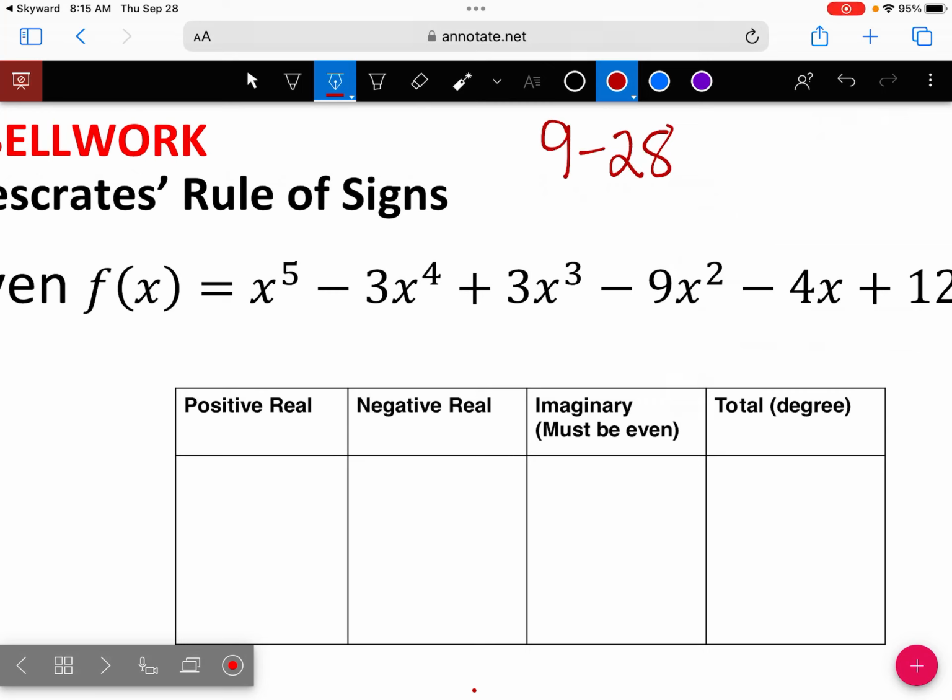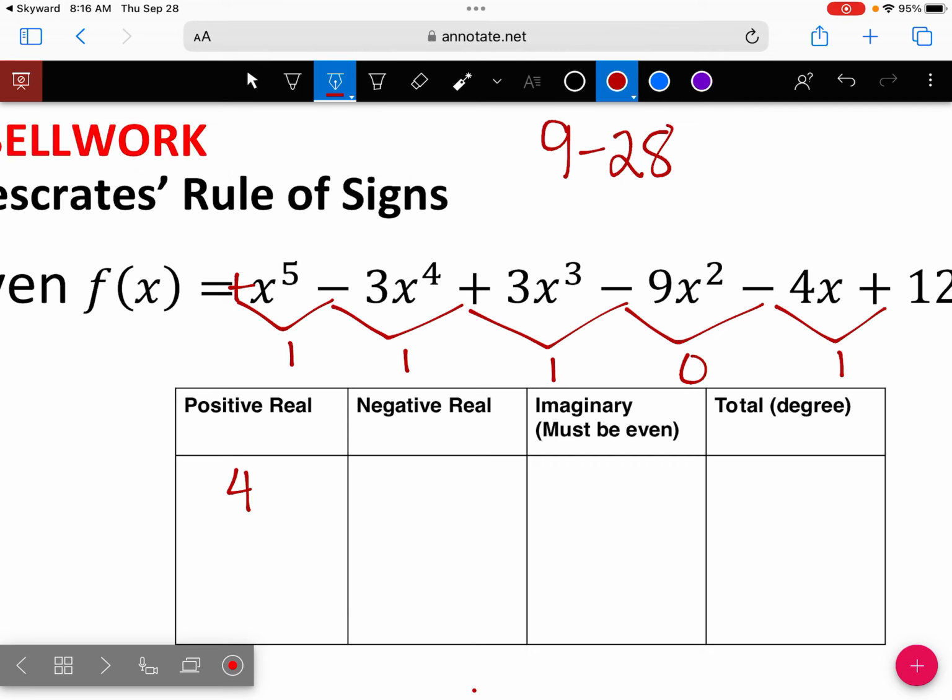So the first step for the rule of signs is to figure out how many possible positive real zeros there are. I know I'm starting with a positive, so I have a sign change, a sign change, a sign change, no sign change, and a sign change. So altogether, how many sign changes do I have for positive? 4.